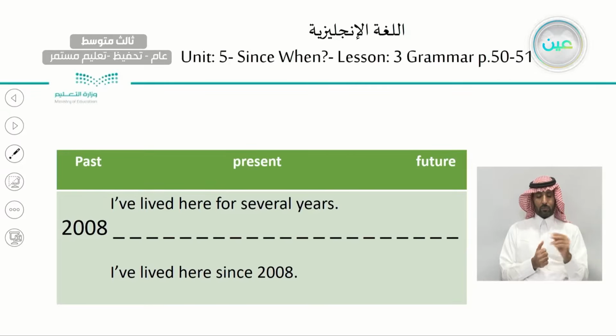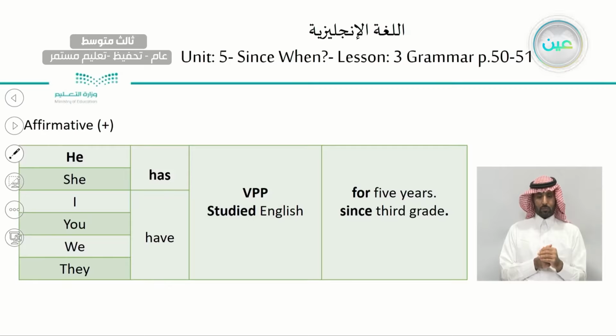Okay? How do we form the present perfect? We have he, she, I, you, we, they. These are pronouns, subject. And with he and she, we use has. And with the other pronouns, we use have. And then we have the verb past participle, studied English. This is the example you can see in your book. And then you continue the sentence using either for or since: for 5 years, since 3rd grade, okay?